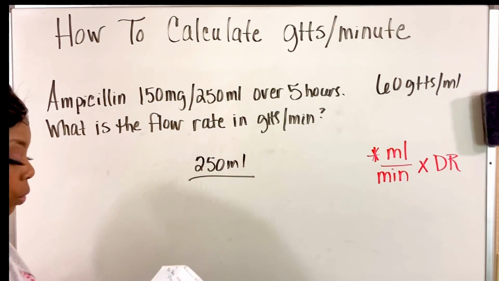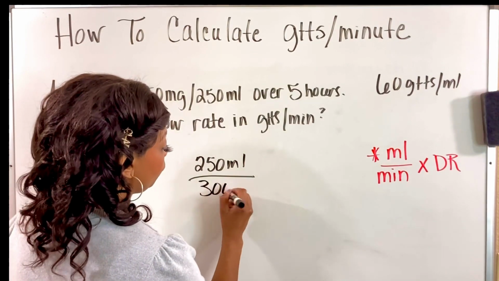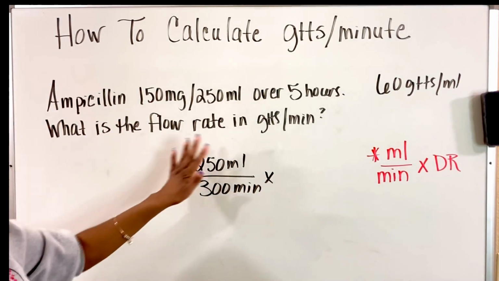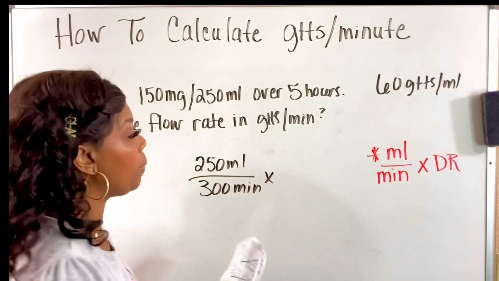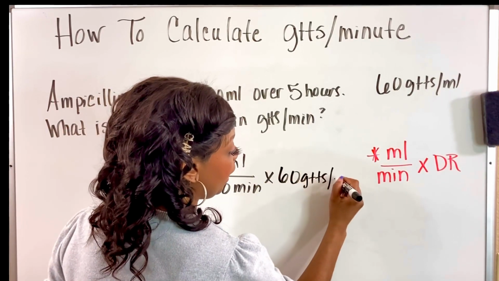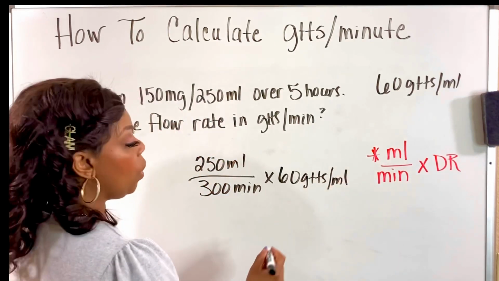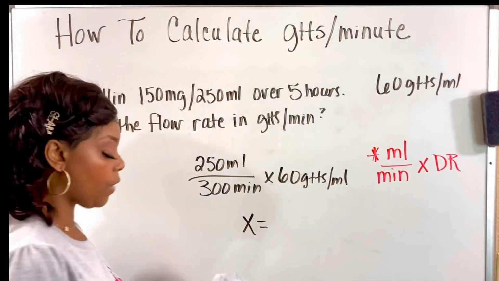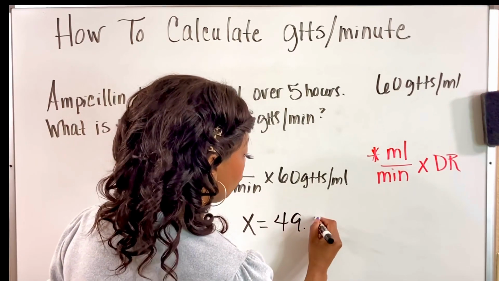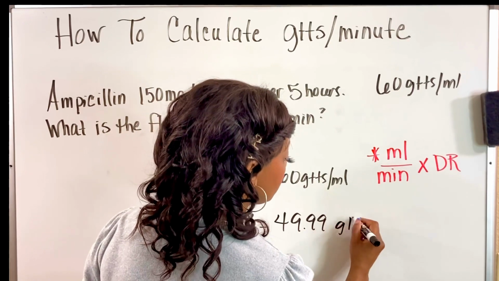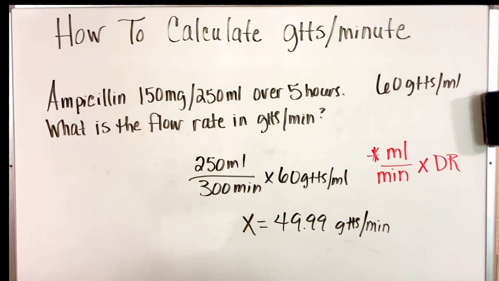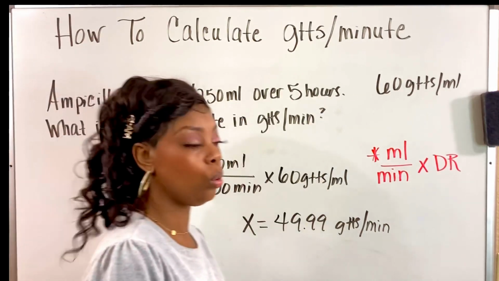I'm going to go ahead and write it down since I have it. This is going to be 300 minutes times our drop rate, which here we do not have, so we're going to use 60 drops per milliliter. And that GTTS means drops. All right, so now we're going to divide and multiply, and that's going to give us 49.99 drops per minute, the same as the last. Good. All right, let's go to number 9.